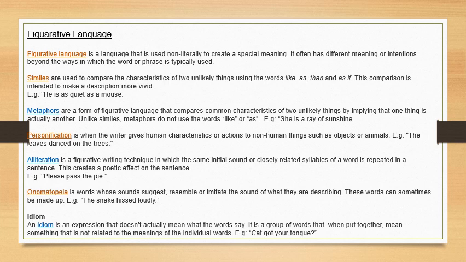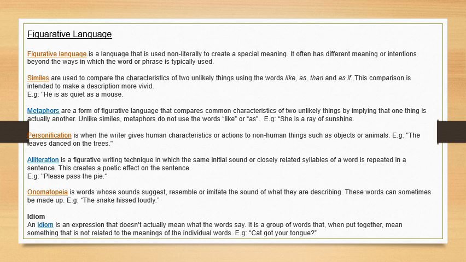You almost have to think about how the words are put together and how they're used to portray a certain image. Similes are used to compare the characteristics of two unlikely things using the words like, as, than and as if. This comparison is intended to make description more vivid. So "he is as quiet as a mouse" is an example of a simile.